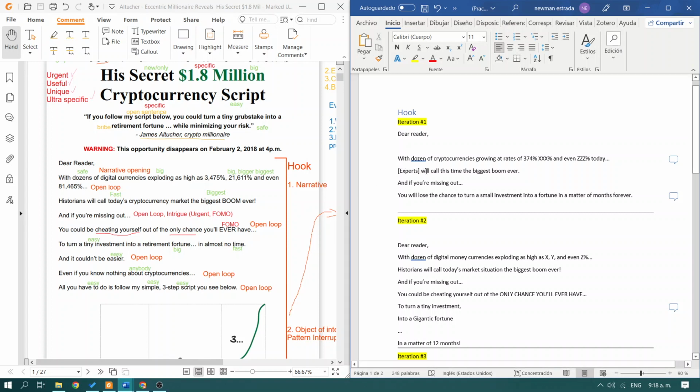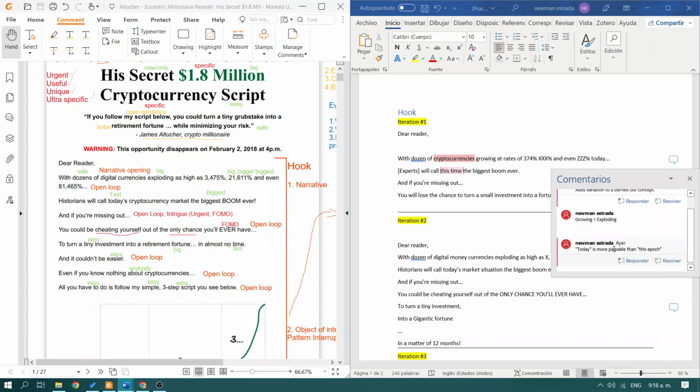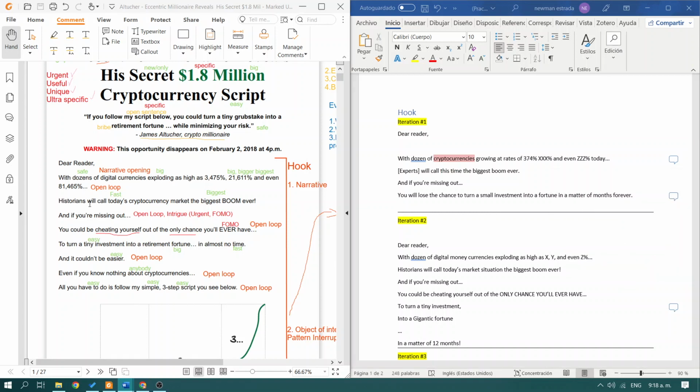I wrote, experts will call this time the biggest boom ever. And today is more palpable than this epoch. And this is what Evaldo does. Historians will call today's cryptocurrency market the biggest boom ever. And I wrote, experts will call this time the biggest boom ever. So what's more impactful is this word today rather than this time or this epoch. Today is more palpable, right?